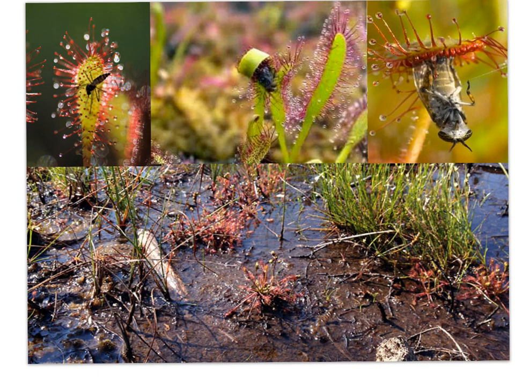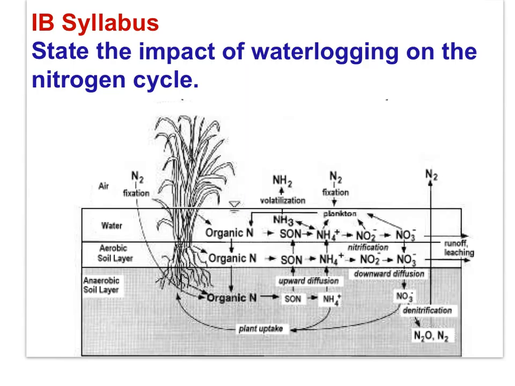The nitrogen-poor soils are a selection pressure for the organisms that live there. Insectivorous plants are well adapted for the nutrient-poor soils as they supplement their requirement for nitrogen by capturing and digesting insects. So here's an IB syllabus statement that you should be able to answer. State the impact of waterlogging on the nitrogen cycle. The low oxygen condition of waterlogged soils accelerates nitrate loss from the soil. Denitrifying bacteria take advantage of the anaerobic conditions to transform nitrates to nitrogen gas, N2.